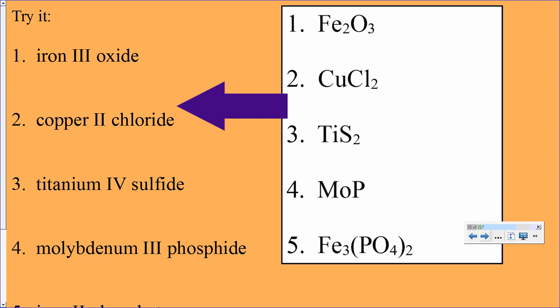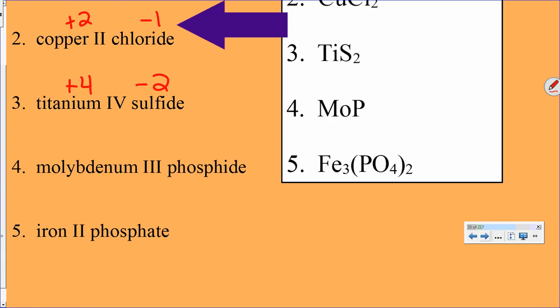So here are your answers for these. Most of these are fairly straightforward. Just keep remembering that iron's charge here is +3 and oxygen's was -2. So we just crisscrossed these. Copper here was +2, chlorine's -1. It's just a crisscross. Titanium is +4, sulfur is -2. So this did have to reduce down to a 1-to-2 ratio.